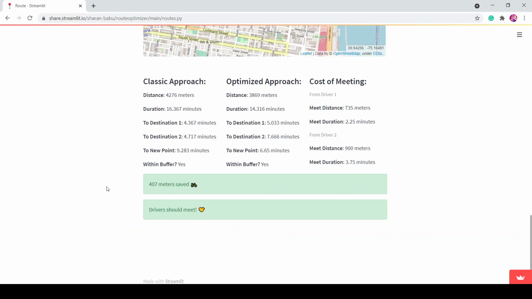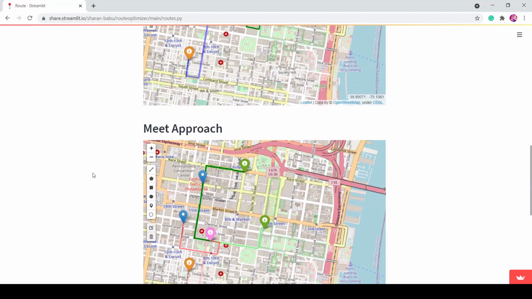The application was built using Python, Streamlit Web Framework, Folium Library, and Azure Maps Free Tier. I believe this optimization approach has the potential to scale.